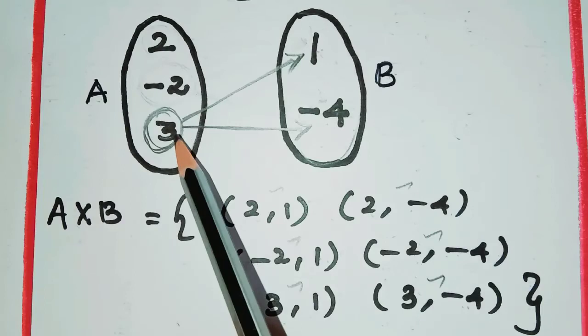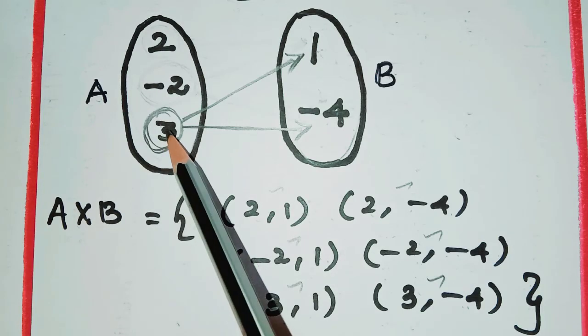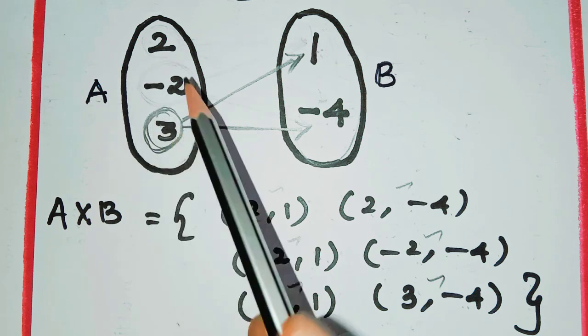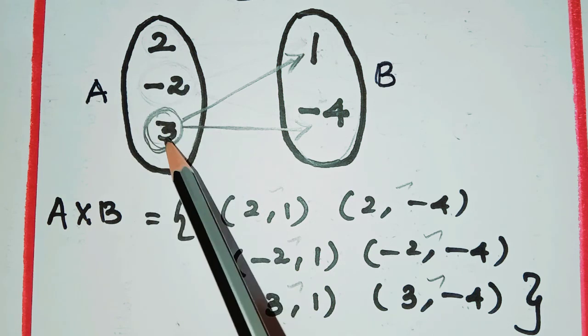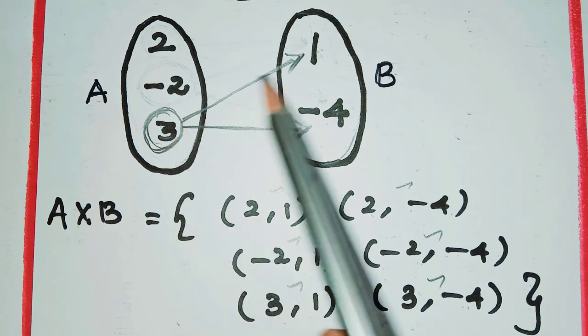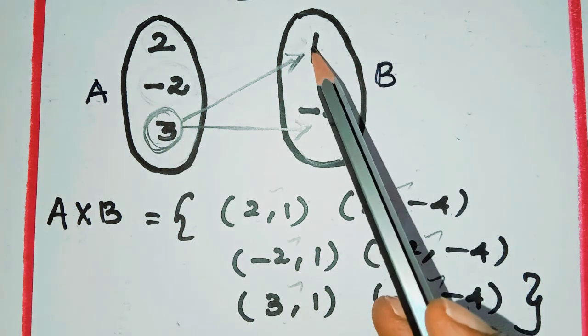Next, find the ordered pairs using the third element of A, that is 3. 3 is the third element. 3 is mapped with the B set elements, the first element and the second element.